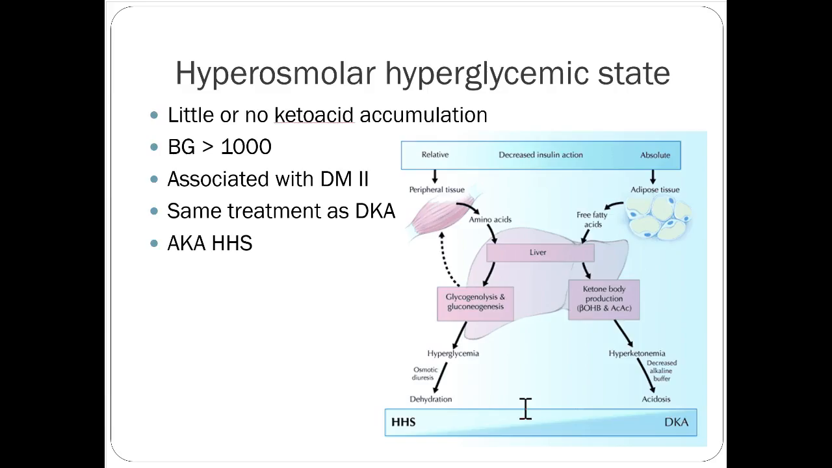HHS is very similar. Treatment's very similar. DKA is more associated, I think, with type 1 diabetics who aren't compliant or controlled or haven't taken insulin in a while, or maybe a new onset case. HHS I think of as more of a type 2 diabetes out of control type situation, but the treatment's very similar.